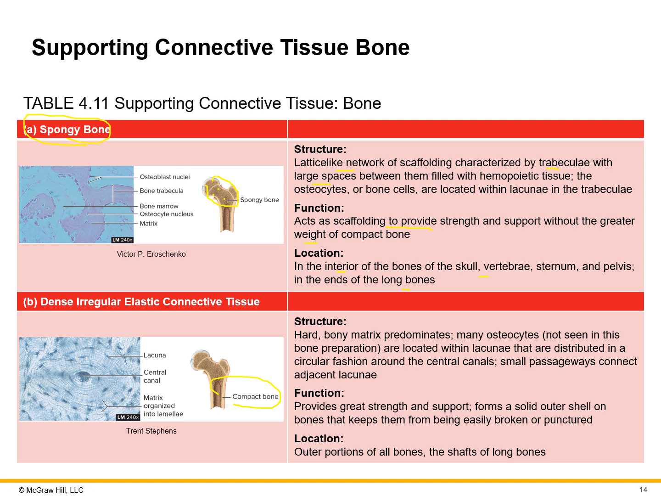That compact bone, unlike the spongy bone, is hard. Again, those bony matrices predominate, with lots of osteocytes located in the lacunae. This happens in a circular fashion, so as we can see here, it kind of looks like a tree trunk. It has a central canal here for blood supply to come in. Again, our lacunae with the osteocytes, but we get these ring structures that form around that central canal.